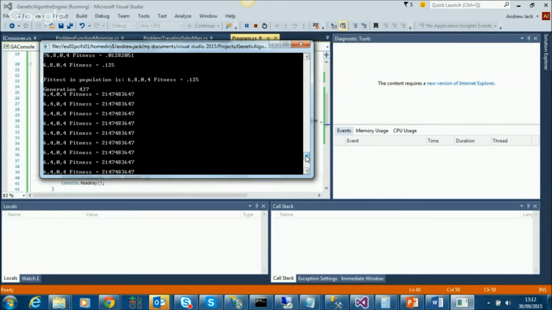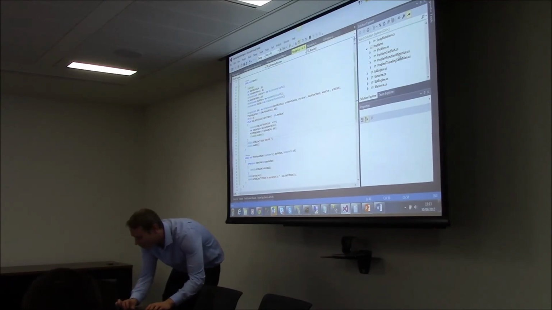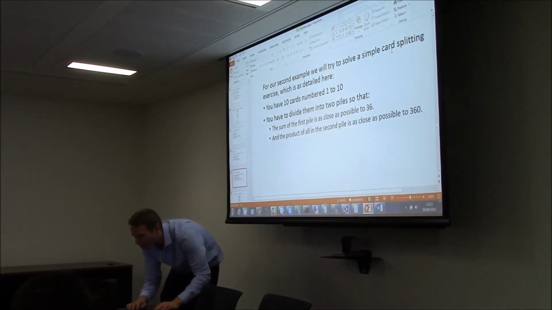And given the search space, I think it is 100 times 100 times 100 times 100. About 8 zeros. Is that right? 10 zeros? Yeah. So that looked like a relatively efficient search. Okay, so that was great. The second problem we're going to have a look at is card sorting.